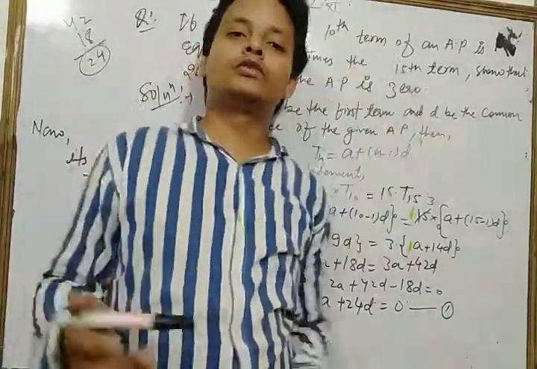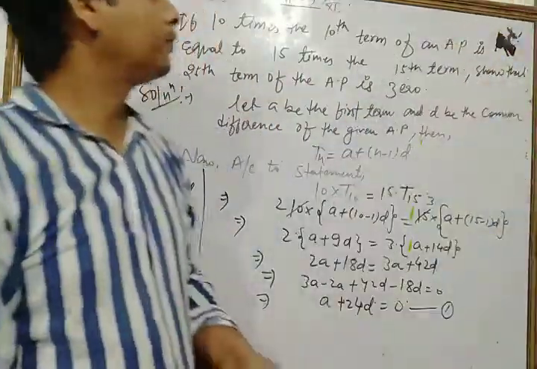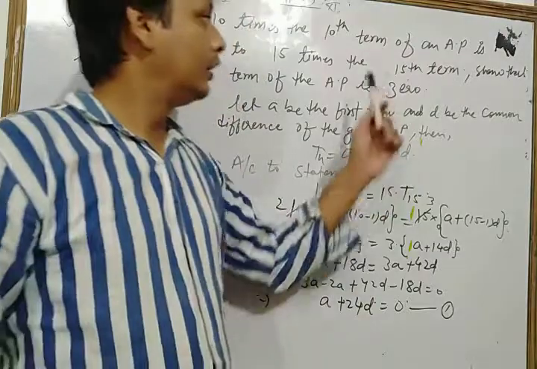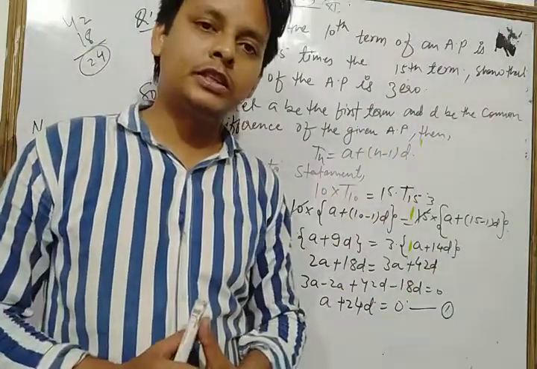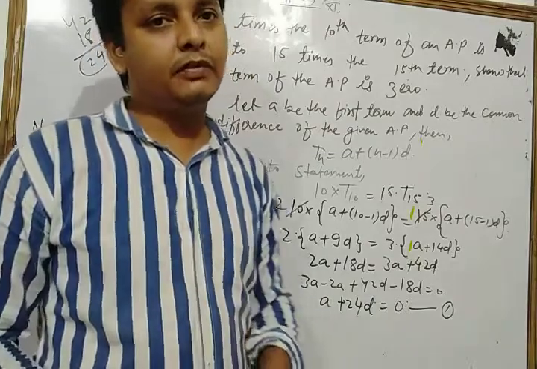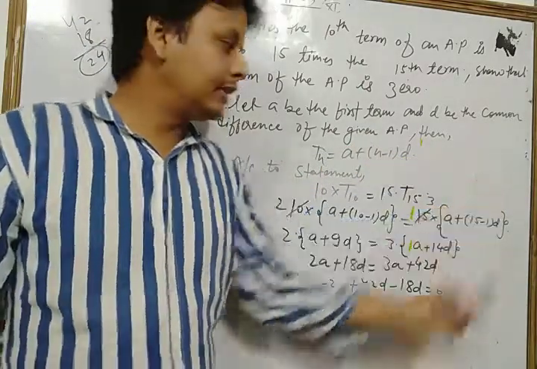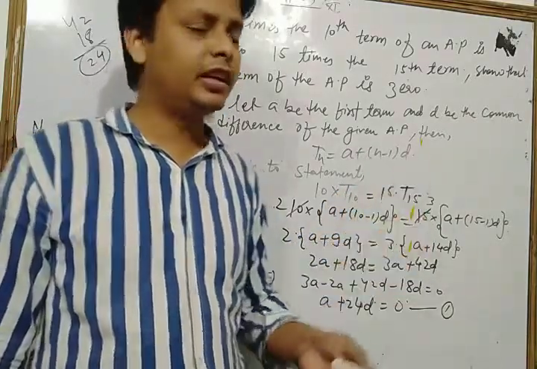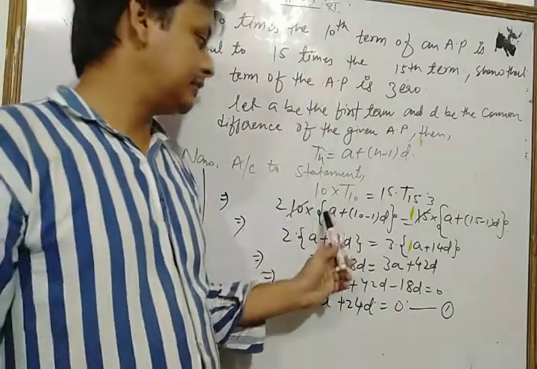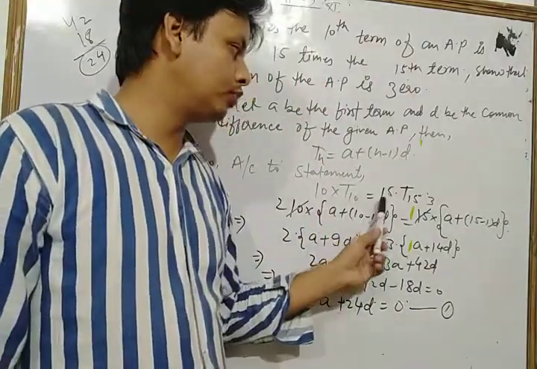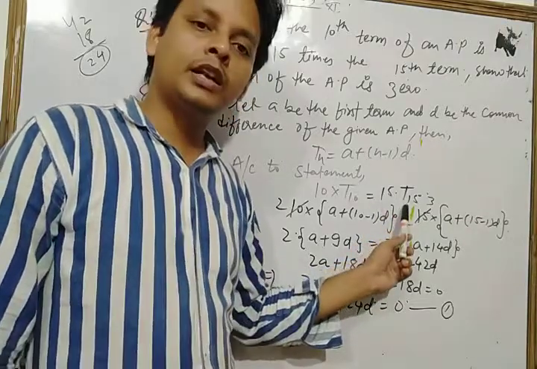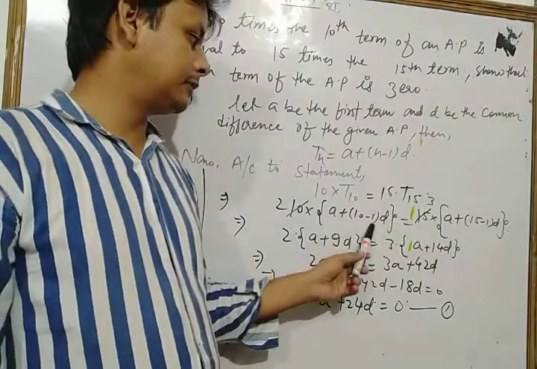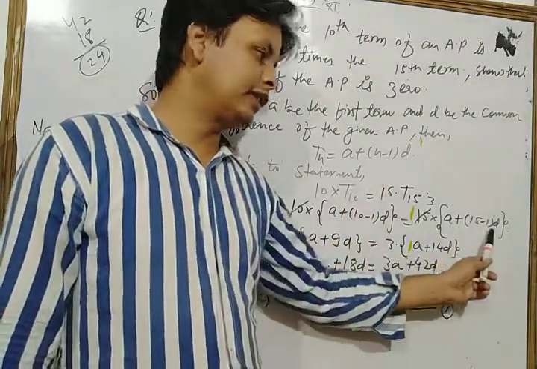So dear student, we can solve that type of question in this way. Let's see once more time. Here the question is, if 10 times the 10th term of the AP is equal to 15 times its 15th term, we have to show that its 25th term is 0. First of all, we take a as the first term and d as the common difference of the given AP. Then its nth term Tn is equal to a plus n minus 1 into d. Now according to the statement, 10 into T10 is equal to 15 into T15. Now according to the formula, we have 10 into a plus 10 minus 1 into d and 15 into a plus 15 minus 1 into d.